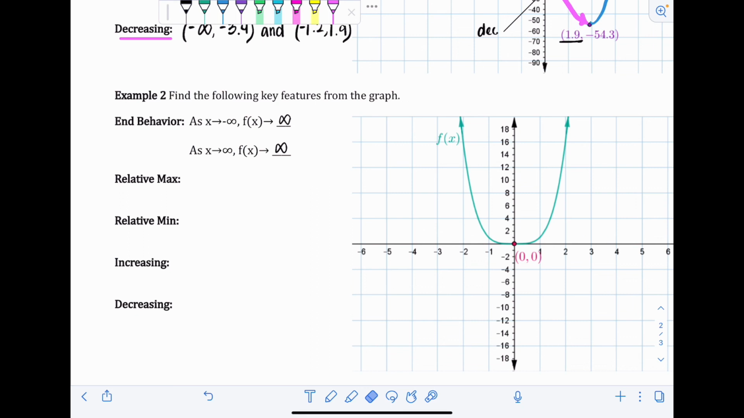So relative max, remember that we only have a relative max or min where it changes direction, and we only have one change of direction for this graph. It's at 0, 0. So it's definitely not a max, and we don't have any high points or peaks because the graph just keeps going up forever. So this one doesn't technically have a relative max. So we would just write none.